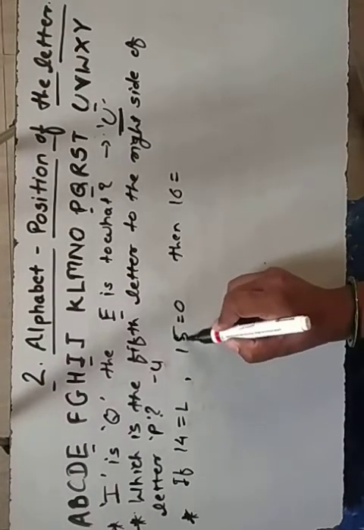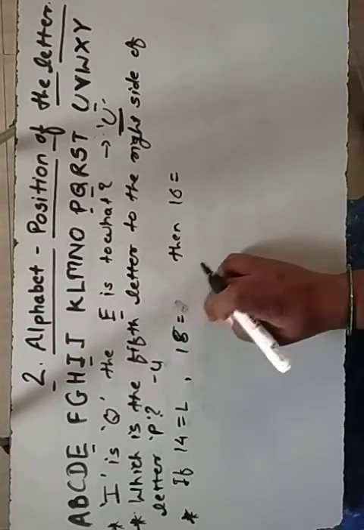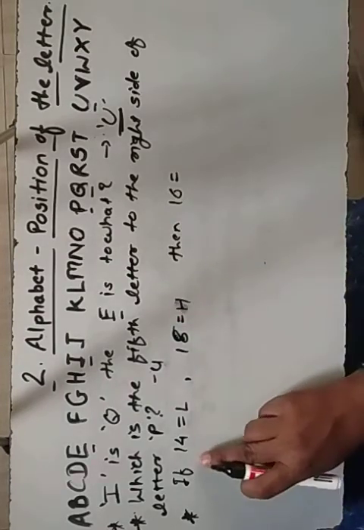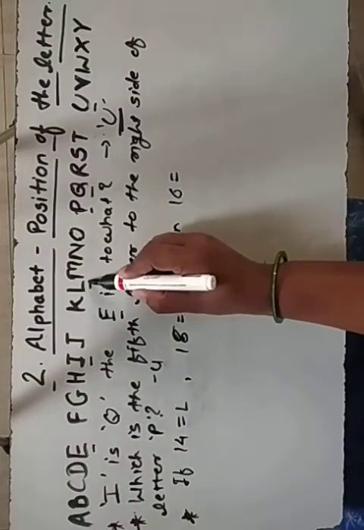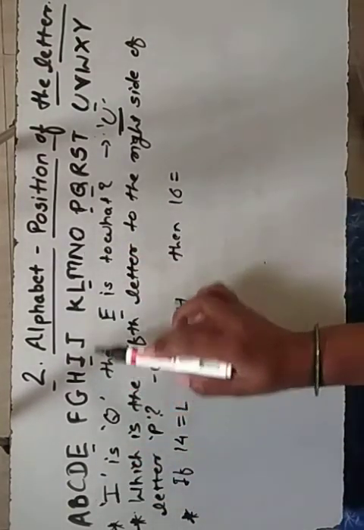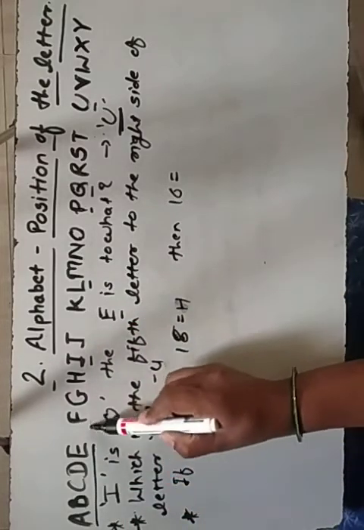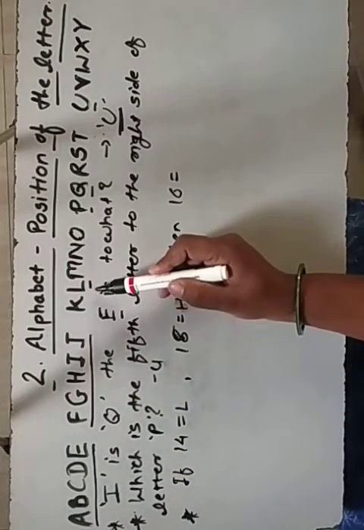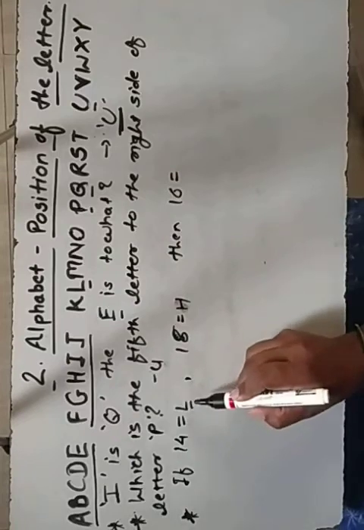18 is equal to H. So 14. First of all we will see L's position. Here it is L. At which position is it? First of all 5, 10, this is the group of 5. Then this second group 10, 11, 12. So L's position is 12.